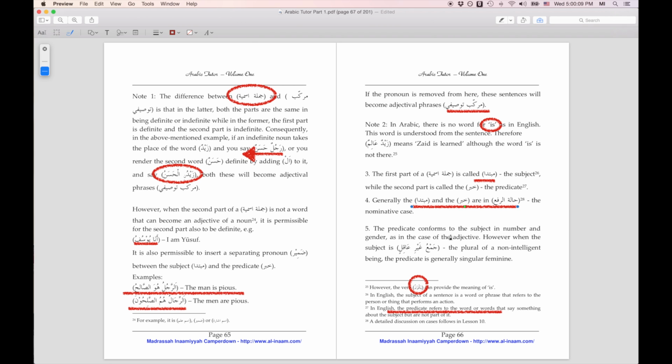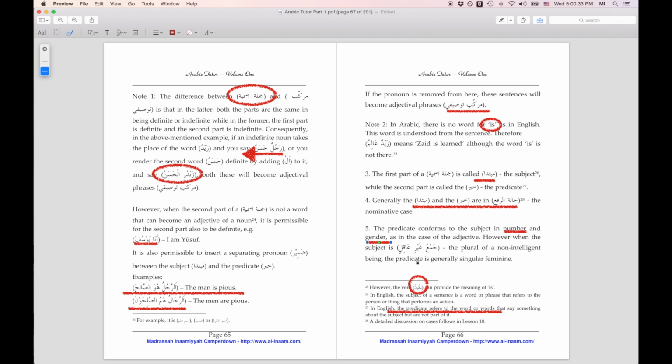The predicate conforms to the subject in number and gender. So the predicate, meaning the second part, the khabar, will conform to the mubtada in number, as in wahid, tasniya, jama, and gender, muzakkar and muannas, just like in the adjective.